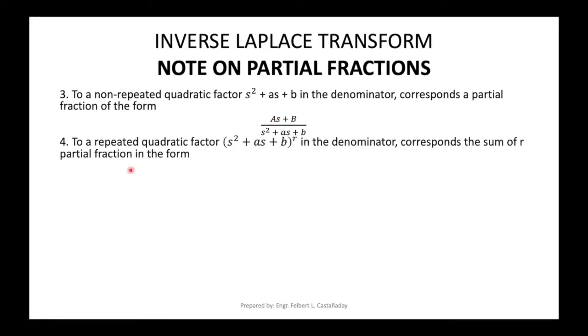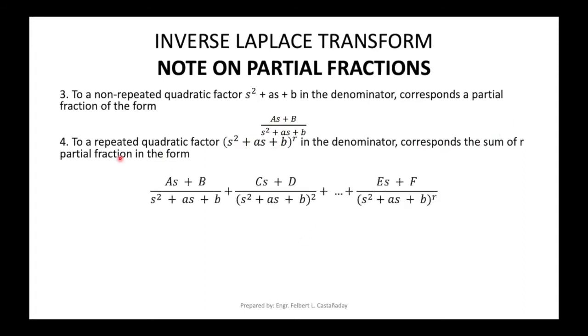And finally, to a repeated quadratic factor. So if this quadratic factor in the denominator is repeated, maybe twice or thrice, this is how you write the corresponding sum of the partial fractions. Say for instance, nag-repeat yung s squared plus as plus b ng dalawang beses in the denominator, so you can actually have 4 na constants na involved.